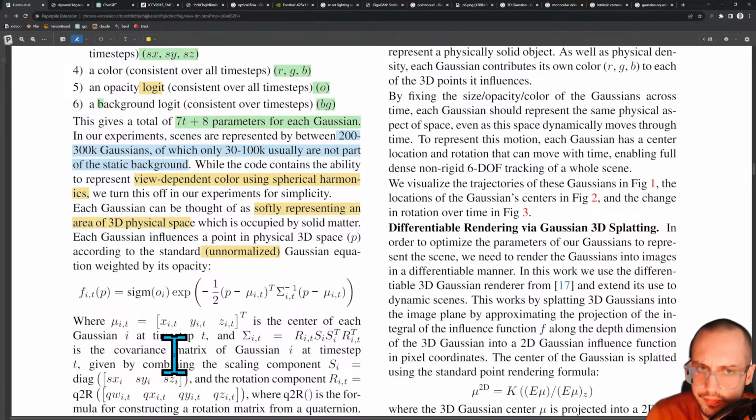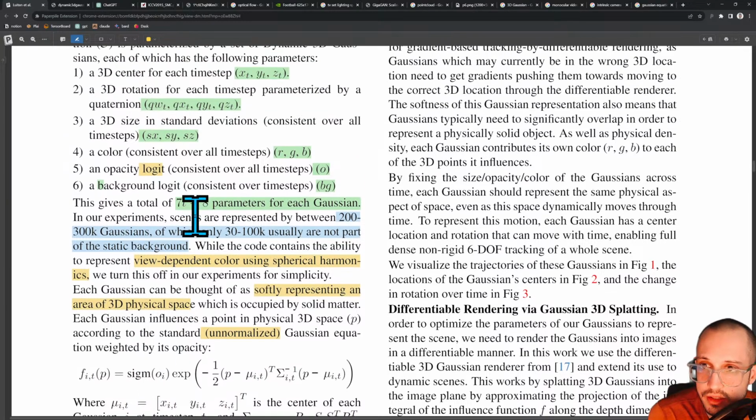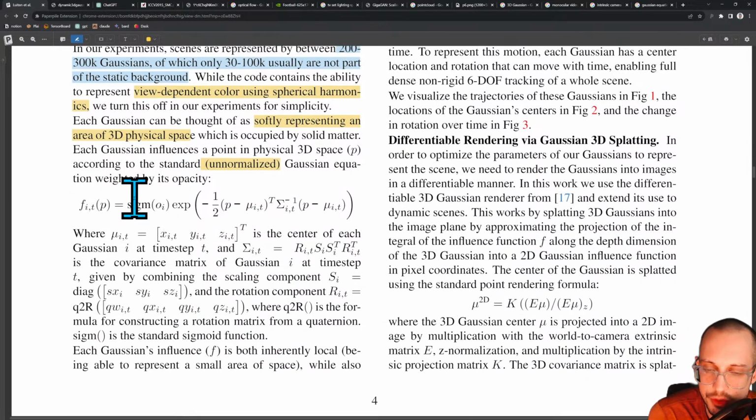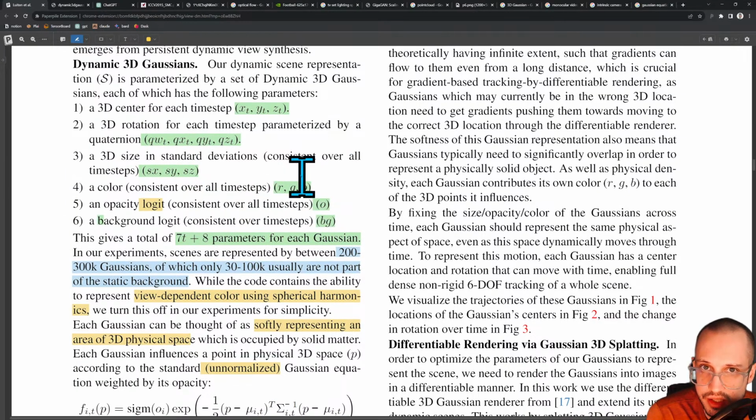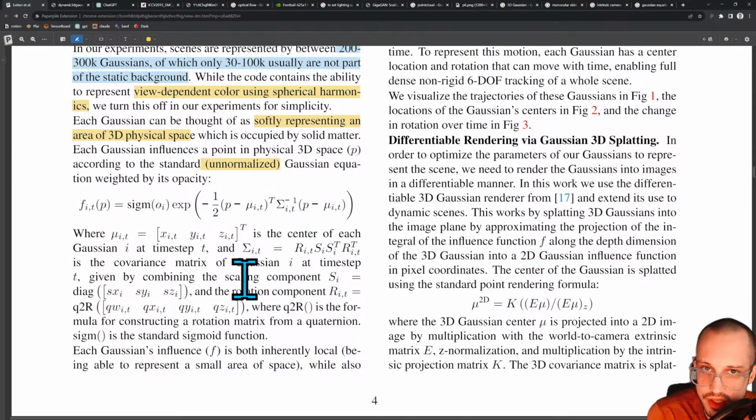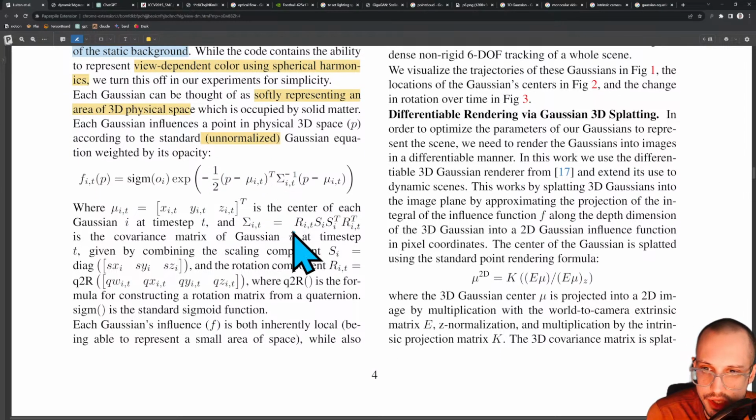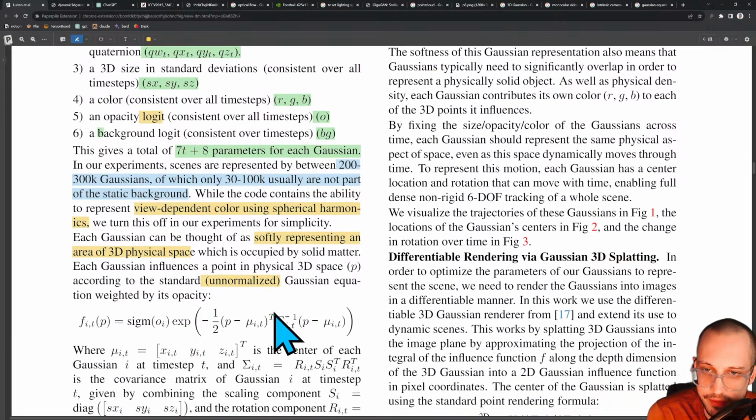So let's see. We have sigmoid of o_i, so they're putting this opacity logit through the sigmoid to make it between 0 and 1. Here you have your p. What is p? Where are they telling us p? So we don't know what this p is yet. The mu, I guess, is probably the XYZ. So you have a mu for a specific i, which is the index of that particular Gaussian, and then you have a specific time step t.